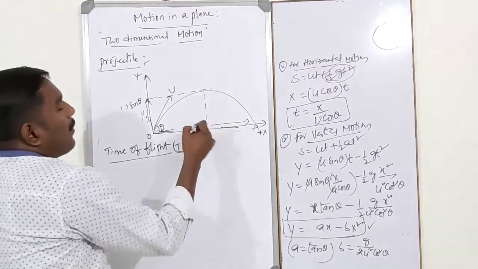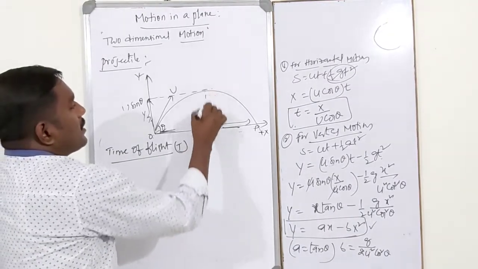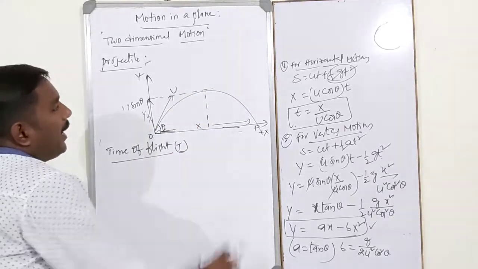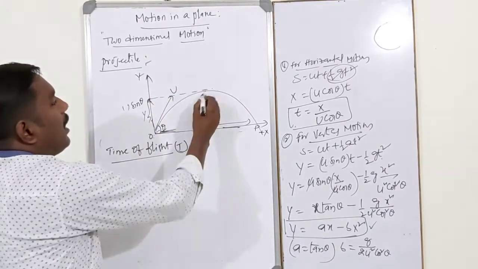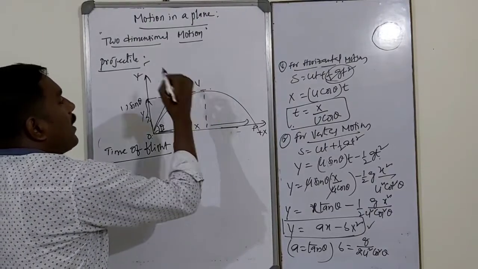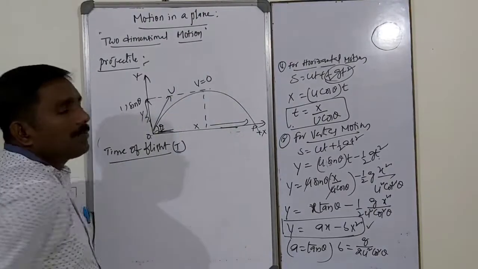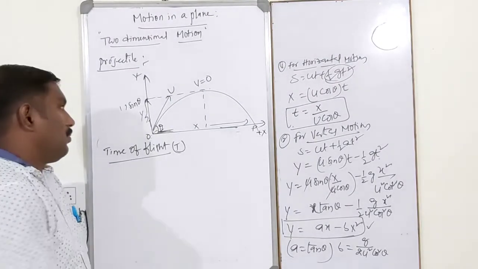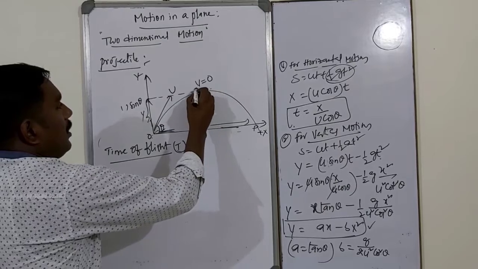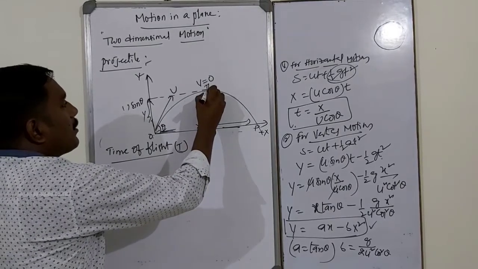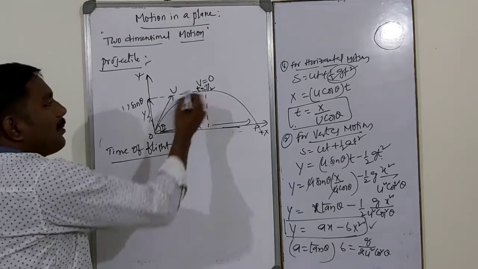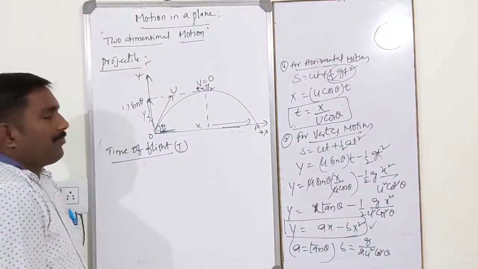So suppose half of the time of flight is like this. That is T by 2. At T by 2, this is the maximum height. At the maximum height of the body, the final velocity of the body will be 0. So at the maximum height, the time is T by 2. What is the time taken by the body to reach the maximum height? T by 2.